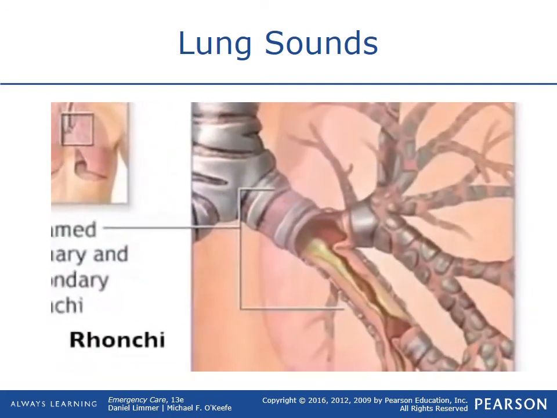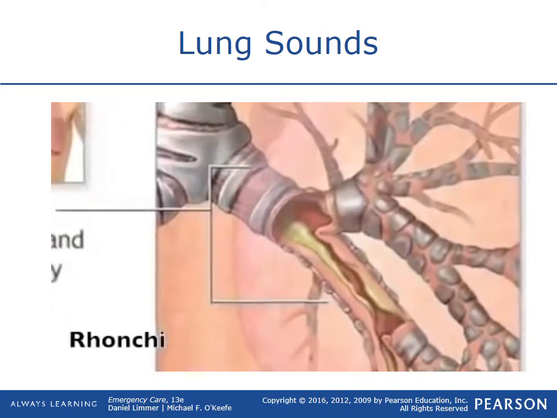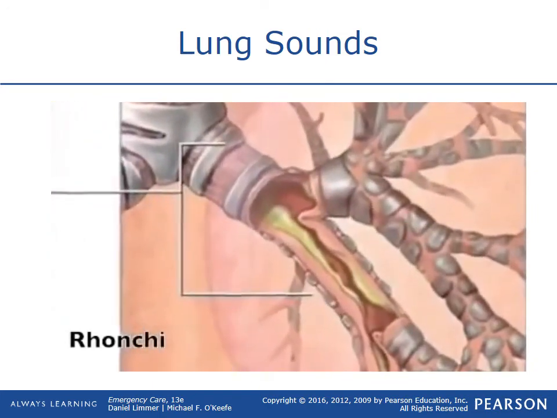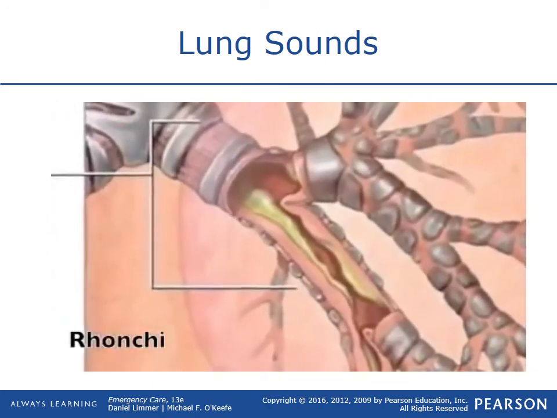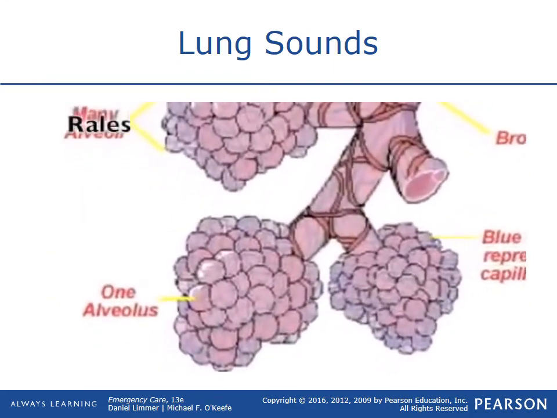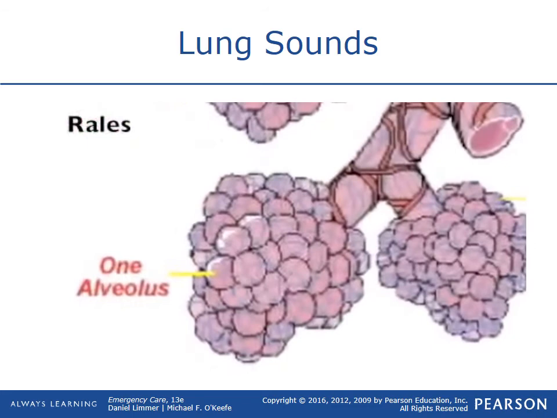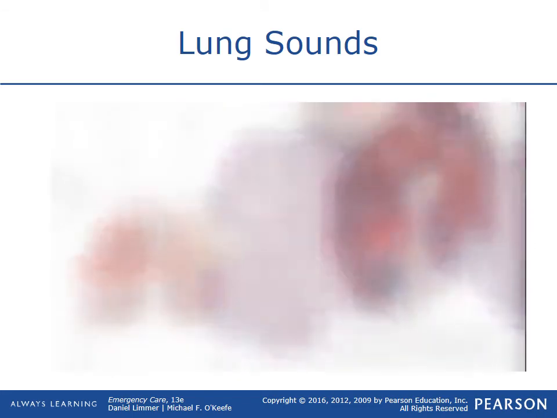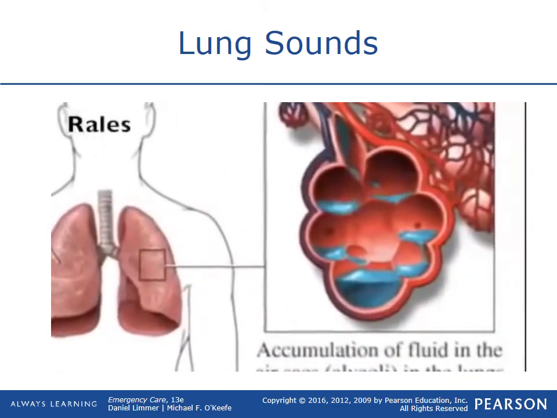Rhonchi is a rattling sound heard in the larger airways caused by excessive mucus. Rales are a bubbling sound heard in the smaller airways, typically when they fill with fluid, commonly encountered with CHF and pulmonary edema.